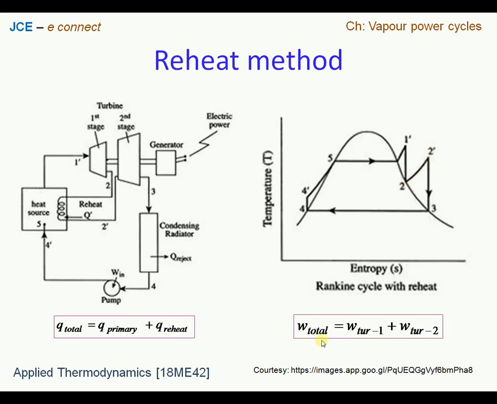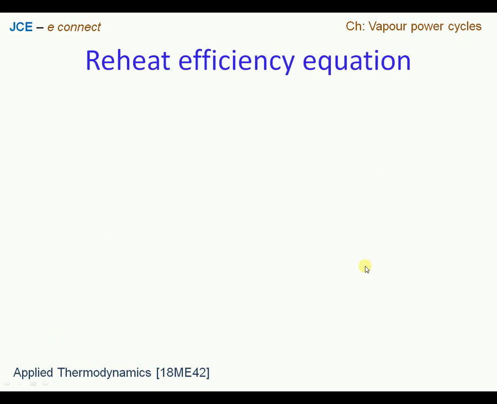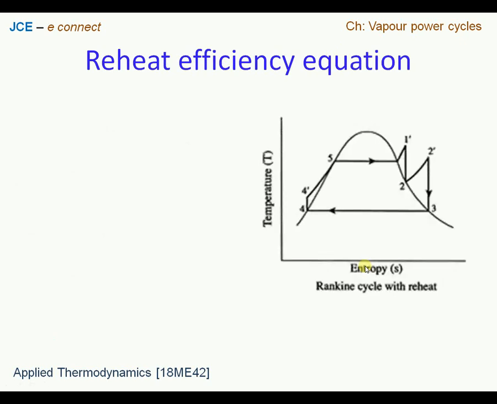Similarly, for work component also, total work is work done in the turbine 1, which is representing from 1 dash to 2. Similarly, we have work done by turbine 2, which is 2 dash to 3 dash. So this is about the overall arrangement of the reheat cycle.